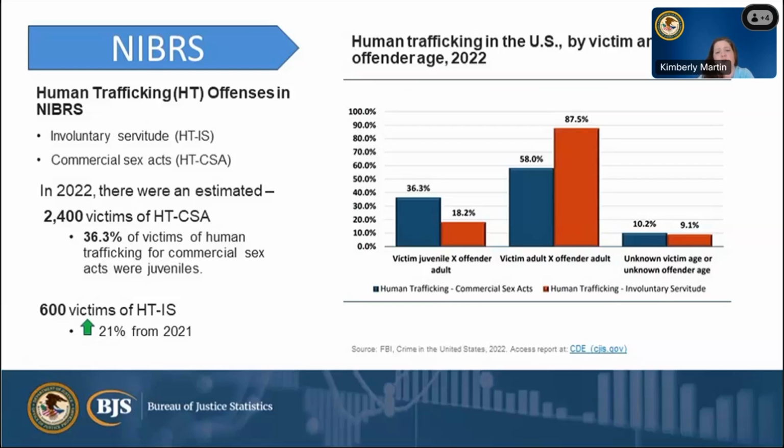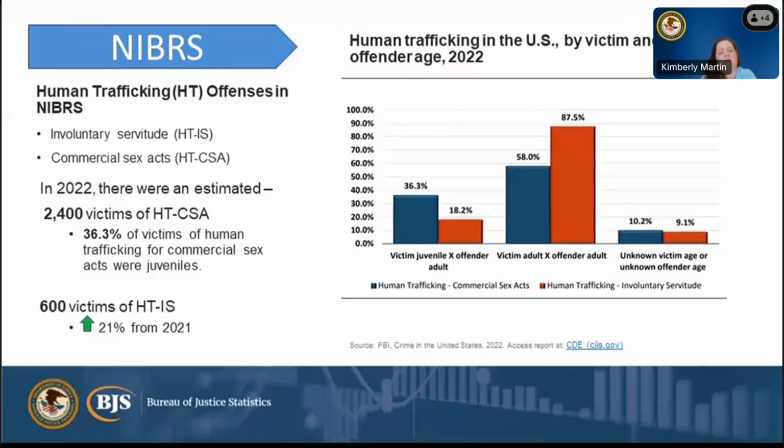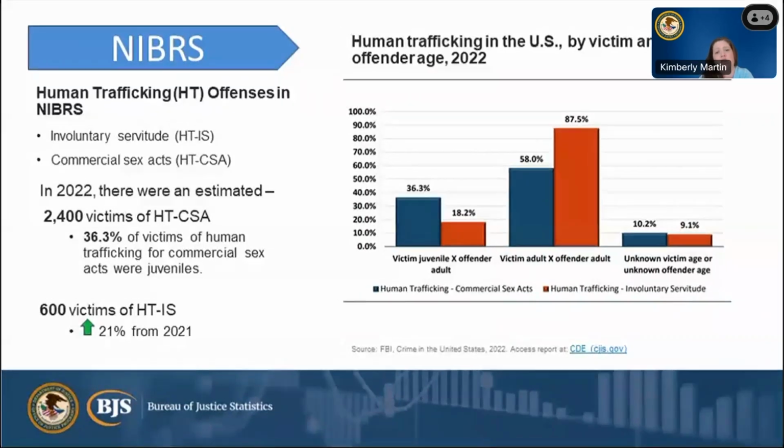And what this chart shows, and these are part of the national estimates that are published by the FBI in the Crime in the United States publication for 2022, is the makeup of human trafficking victims by age and the offenders by type of human trafficking. What we tend to see is that a significant chunk of these, where the victim is juvenile and the offender is adult, about 36% of those human trafficking for commercial sex acts, are kids who are trafficked by an adult offender. Although the vast majority of human trafficking overall is adult persons trafficked by an adult offender. But these are the kinds of details we can get on it from NIBRS.